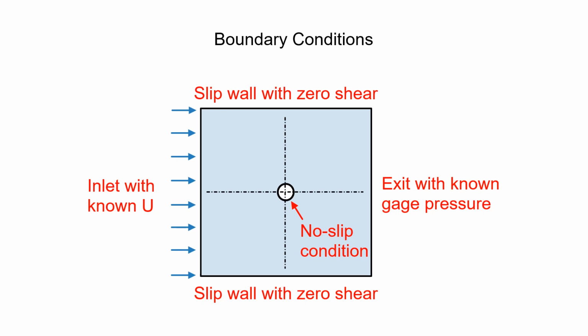At the inlet we provide a uniform known speed. At the exit, typically a constant gauge pressure is specified for incompressible flows, such as this one. The circular object itself has a no slip condition on it. And the top and bottom edges of the artificial box are defined to be slip walls with zero shear stress, so that their effect on the flow is minimized.